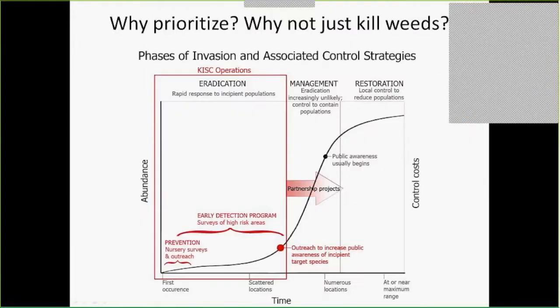So you guys have probably seen this invasion curve before, but it's important to bring up again and again, because it answers the question, so why do we prioritize? Why not just kill weeds?